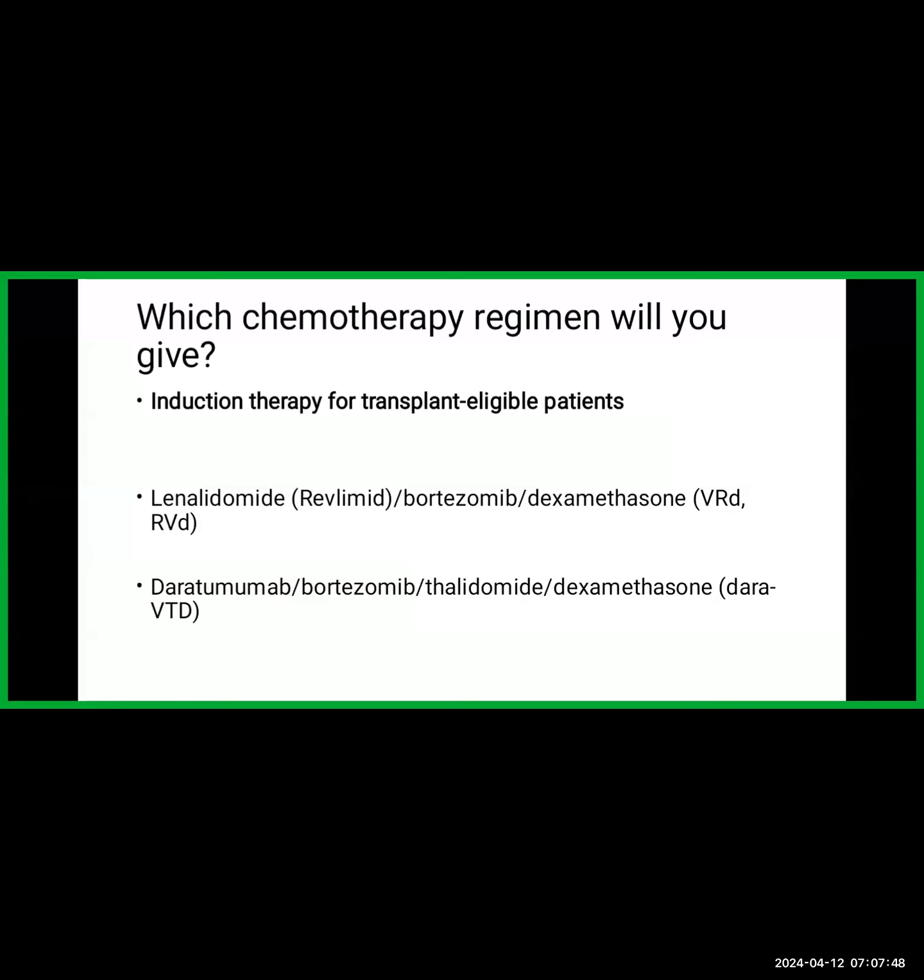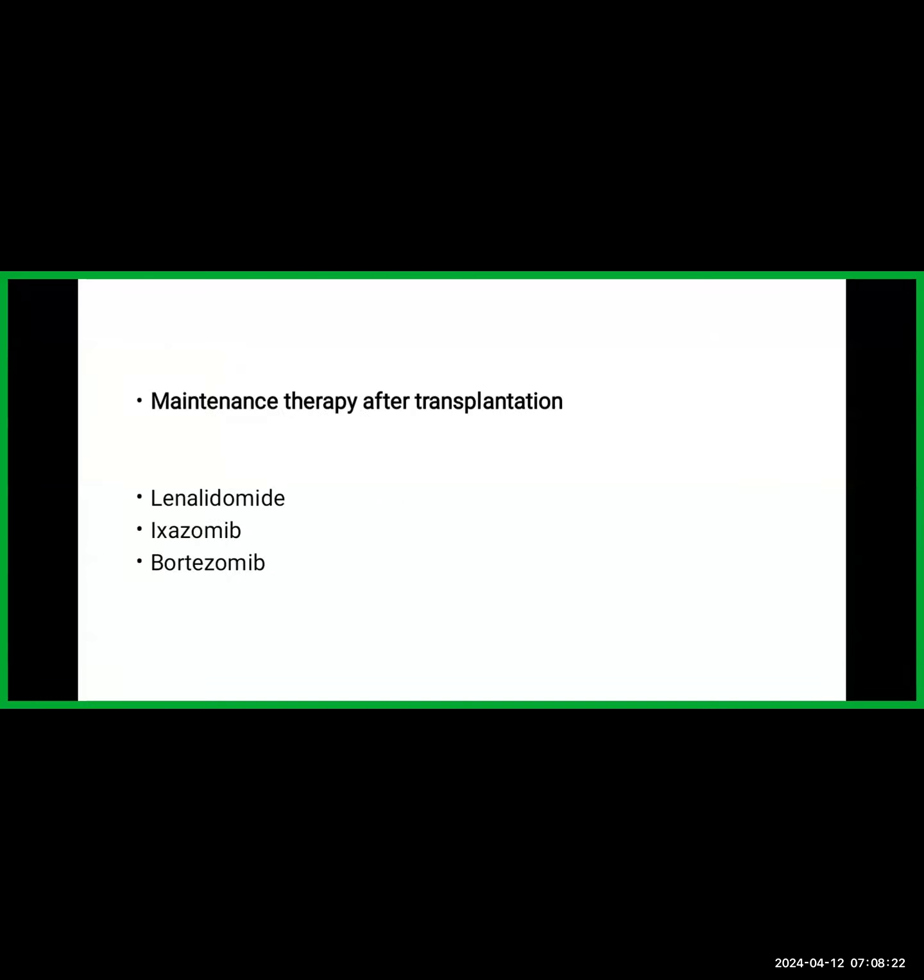The next question says, which chemotherapy regimen will you give? That depends on what is being done for the patient. Induction therapy for transplant eligible patients, usually they get lenalidomide, bortezomib, and dexamethasone. The acronym RVD or VRD can be used, or they are placed on daratumumab, bortezomib, thalidomide, and dexamethasone, which is for induction for patients that are eligible for transplant. They're maintained with lenalidomide, ixazomib, and bortezomib.